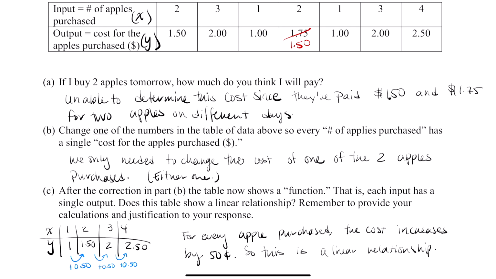I want to add, if you had changed the cost of 2 apples to $1.75, then this would no longer be true, and we could no longer say this is a linear relationship. So for Part B, you could change it to either answer, $1.50 or $1.75, but for Part C, your answer will vary depending on your choice for Part B. Take a moment and read the rest of this page independently.